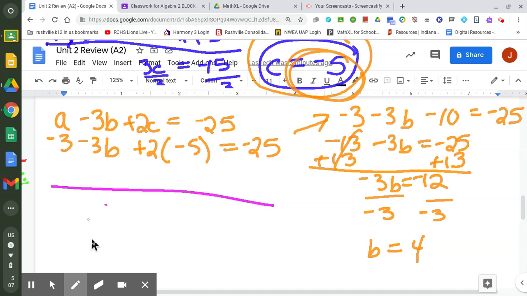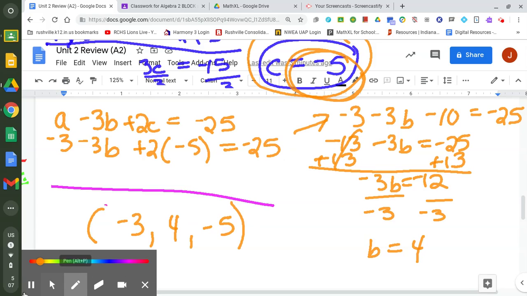So our final answer, our A was negative 3, the B is 4, and the C is negative 5. And again, there are many, many different ways to do this with many different steps. That was just one way to try to solve the systems of equations with 3 variables and 3 equations.